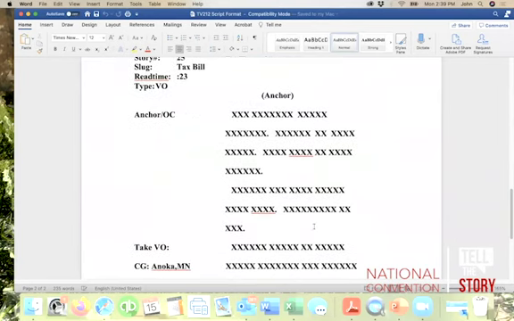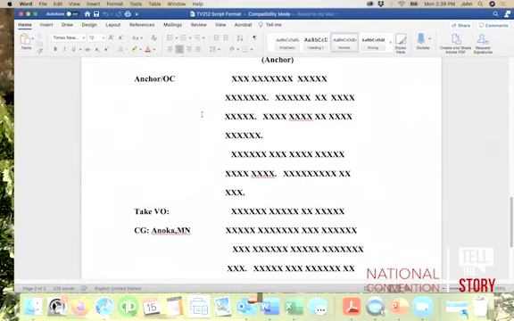This is for the anchor and for the prompter. This is for my director, so my director can follow along. I would have the anchor's name, and OC stood for on camera. OS with a graphic title would be over the shoulder with whatever graphic it is. But it's written on the left-hand side for the director. It's written on the right-hand side for the talent.